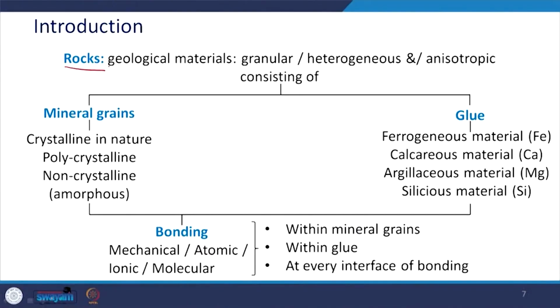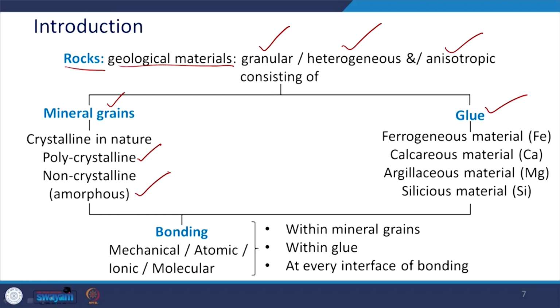Now, coming to this, basically rock is a geological material which is granular, can be heterogeneous and anisotropic, and it consists of two components. One is the mineral grain and the second is glue. Now, these mineral grains can be crystalline in nature, and when I say crystalline, they can be polycrystalline, or it can be amorphous.